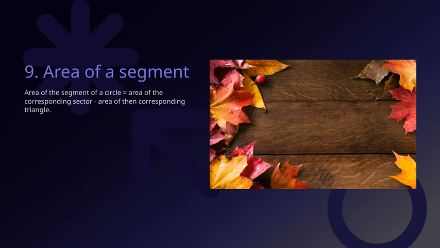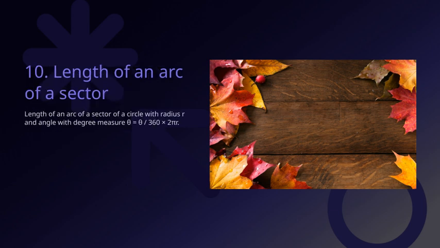Remember, understanding this relationship helps us analyze parts of circles more precisely, which is a recurring theme in our study of circular geometry. Let's talk about the length of an arc of a sector in a circle. Now, if you have a circle with a radius r and a sector with an angle theta, measured in degrees, there's a specific way to find the length of that arc. The key idea here is that the arc length depends on both the angle and the radius.